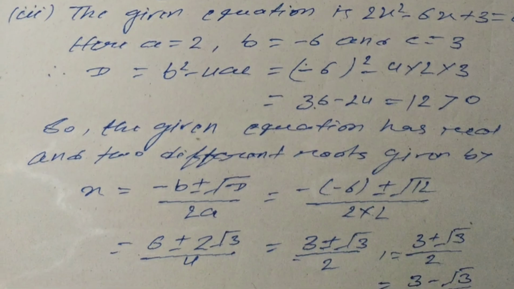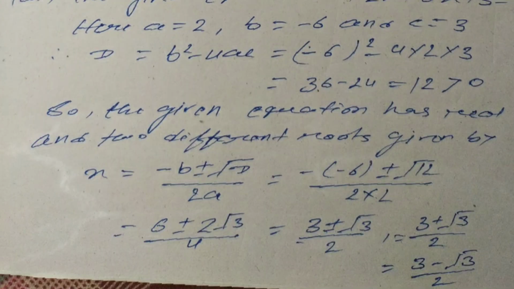We can find them by the formula x equal to minus b plus minus under root D by 2a, equal to minus of minus 6 plus minus under root 12 by 2 into 2, that is 6 plus minus 2 under root 3 by 4, or equal to 3 plus minus under root 3 by 2. So the two different roots are 3 plus under root 3 by 2 and 3 minus under root 3 by 2. So it has two distinct roots and its values are real, not imaginary.